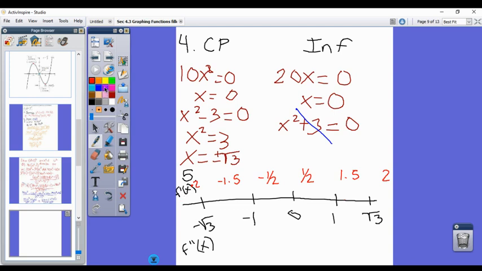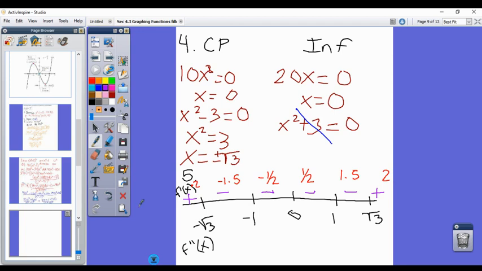Okay, did you actually pause? Should I trust you? Okay, so I got positive, negative, negative, negative, negative, positive. Okay, so that tells me increasing, decreasing, decreasing, decreasing, decreasing, increasing.